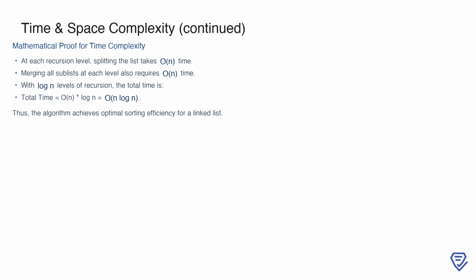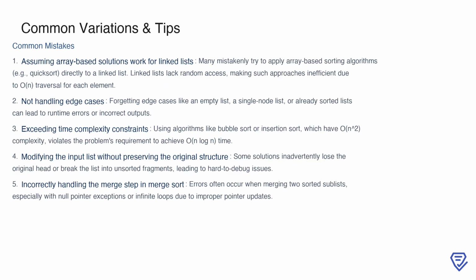its in-place node rearrangement. When working with this problem, there are several common mistakes that you'll want to avoid. First, many people assume that array-based sorting algorithms, like quicksort, can be directly applied to linked lists. However, linked lists lack random access, which makes these approaches highly inefficient due to the need for O(n) traversal for each element. Second, edge cases are often overlooked.